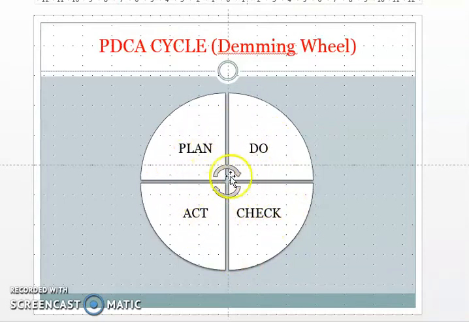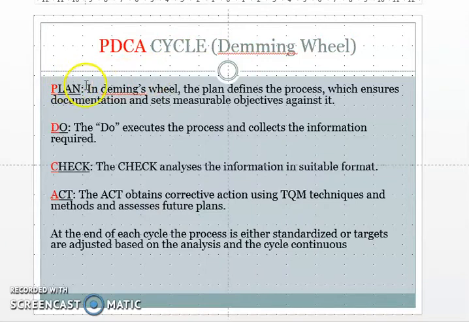In this way the Deming cycle works. Once again we will see what is plan. In Deming's wheel, the plan defines the process which ensures documentation, and sets measurable objectives against it. It means you have to plan correctly, your objective should be good. All these come under planning.